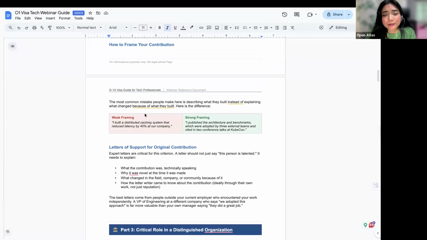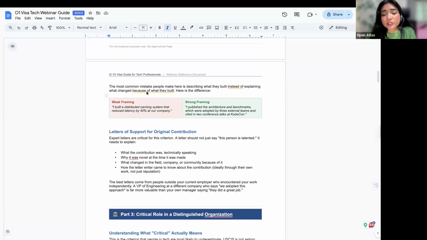Now, how to frame your contribution. The most common mistake people make here is describing what they built instead of explaining what changed because of what they built. Here is the difference. As I said earlier, we have to showcase the major significance: what you have built, and how a major significance has been developed.